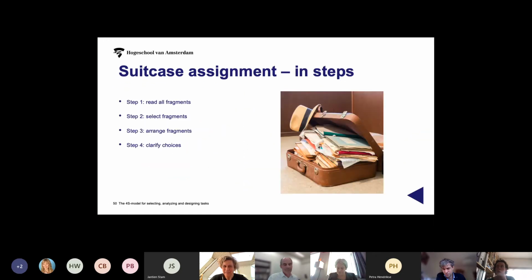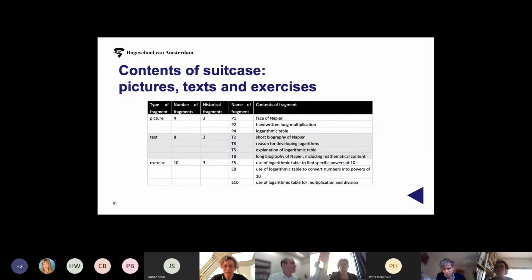Yeah, I'm not sure if I understand the question, but I think I'm going to get to this slide maybe to help give the answer. So we gave them, there was not just one picture or one text, so they had a choice on how they wanted to use history in their lesson design. And there were also fragments that did not contain history at all. Does that answer your question? Yeah, a bit, because there was no room for them to think of something themselves.